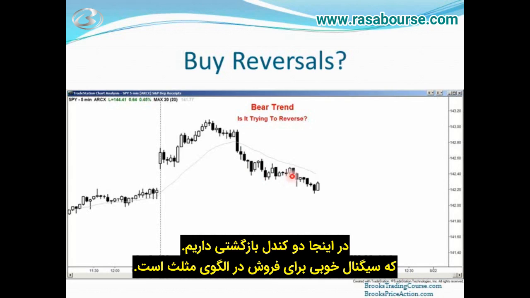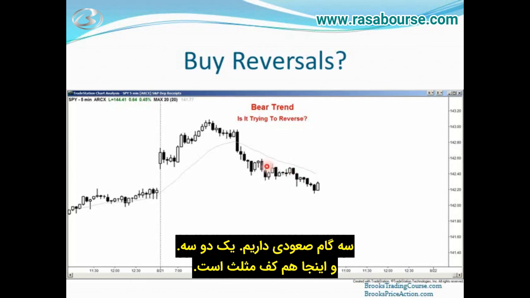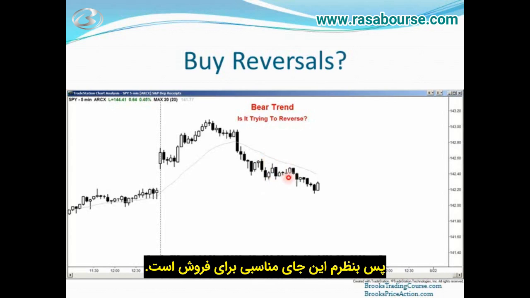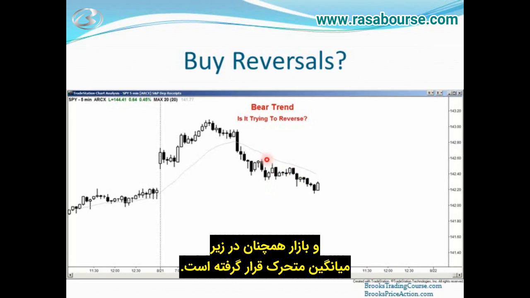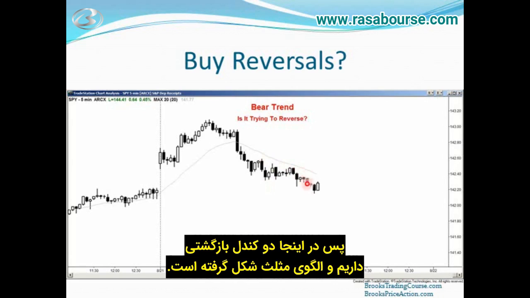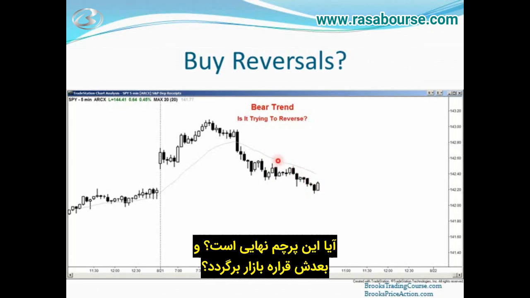We got a 2-bar reversal here for a good signal for the triangle short. 3 pushes up, 1, 2, 3, and there's the bottom of the triangle. So I think that's a reasonable short, certainly for a scalp, and you can also do it for a swing. It looks like we're holding below the moving average. So we got a 2-bar reversal here and a triangle. Is this a final flag, and will this reverse up?